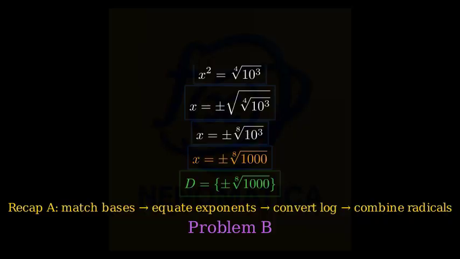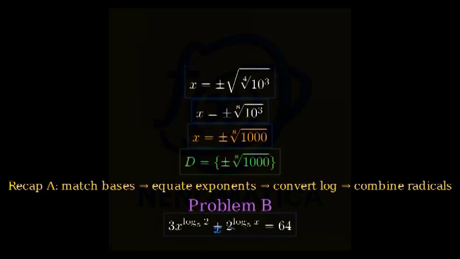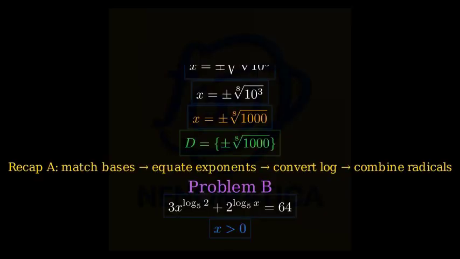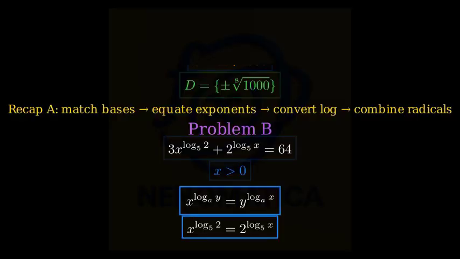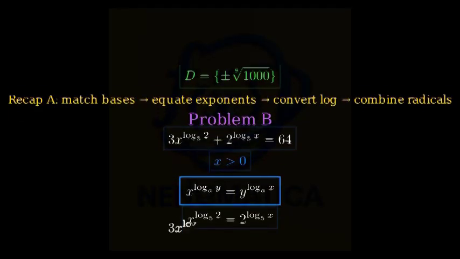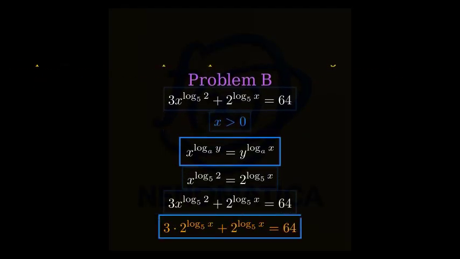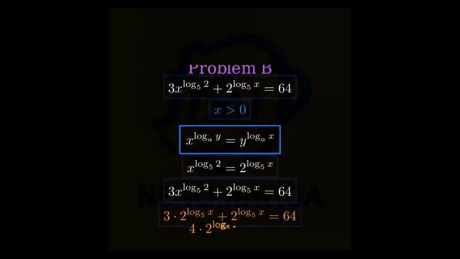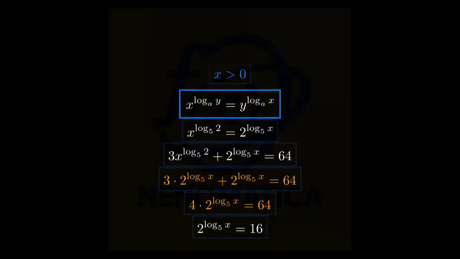Example B. Solve exactly in the stated order. 3 times x to the log base 5 of 2 plus 2 to the log base 5 of x equals 64. Domain, reminder: x greater than 0. Recall the identity x to the log base a of y equals y to the log base a of x. So x to the log base 5 of 2 equals 2 to the log base 5 of x. Substitute to get 3 times 2 to the log base 5 of x plus 2 to the log base 5 of x equals 64. Combine like terms to obtain 4 times 2 to the log base 5 of x equals 64. Hence 2 to the log base 5 of x equals 16.